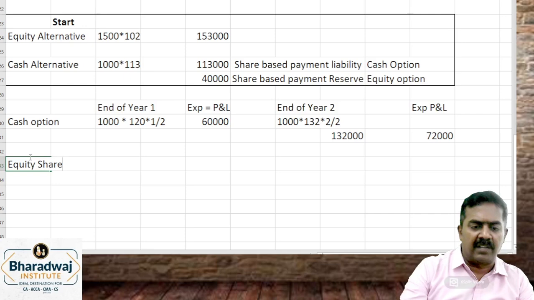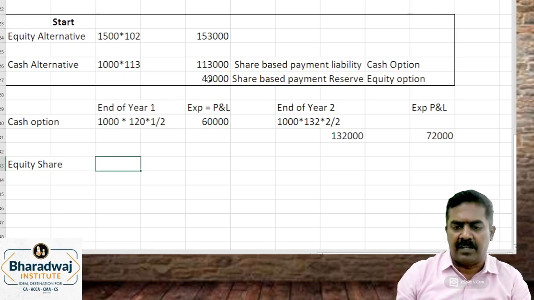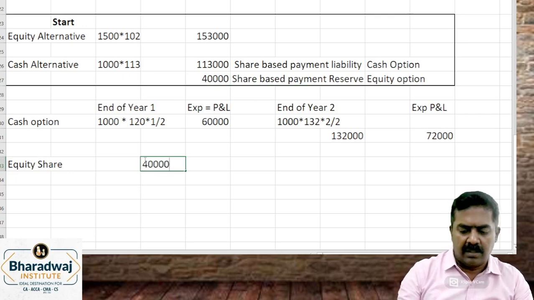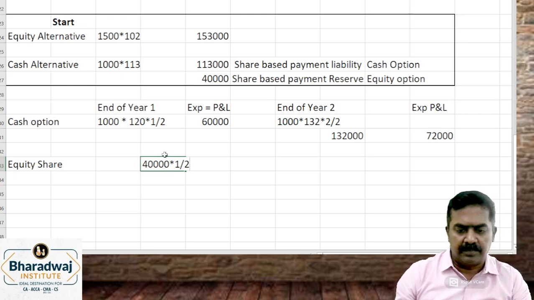Equity option, the fair value does not change. Equity option fair value does not change. Okay, 40,000 into 1 by 2.